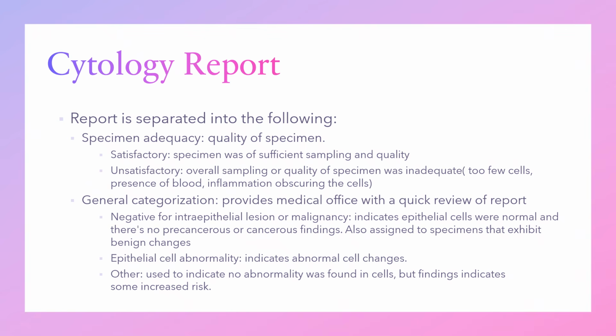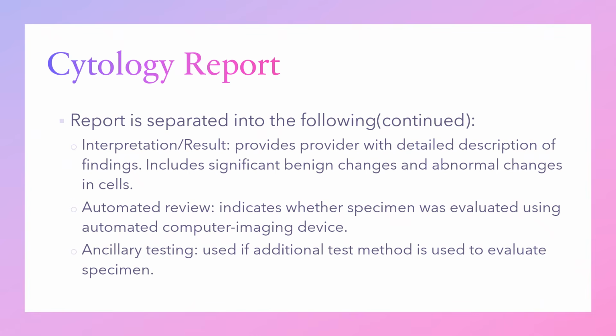Then we have epithelial cell abnormality, which indicates abnormal cell changes. And then we have other, which is used to indicate no abnormality was found in cells, but findings indicate some increased risk. Next category that we have is interpretation/result.